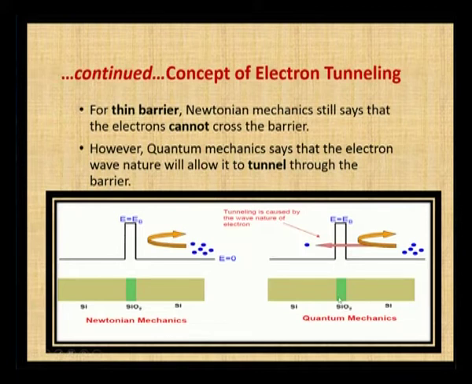When it comes to quantum mechanics, it says the tunneling is caused by the wave nature of electrons crossing the barrier. If the barrier is thin, quantum mechanics says the electron can cross it, only if it has a wave-like nature. This is what quantum and Newtonian mechanics say if the barrier is thin.